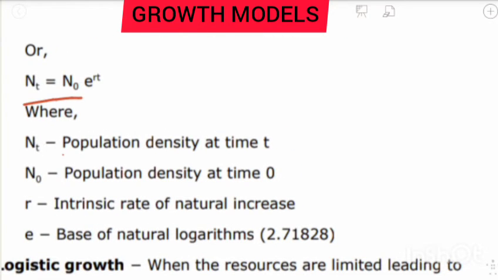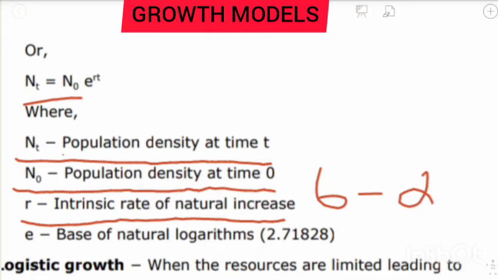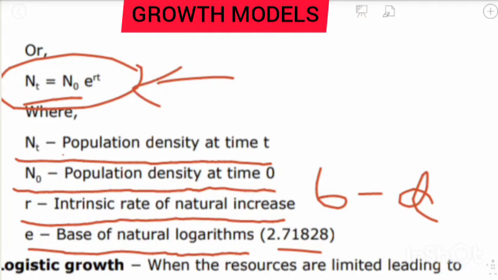Here N_t is equal to N_0 e^(rt). N_t is the population density at time t, whereas N_0 is the population density at time 0, and r is the intrinsic rate of natural increase, that is, birth rate minus death rate. e is the base of natural logarithms, 2.71. Just remember, write and practice daily, and automatically you will remember.